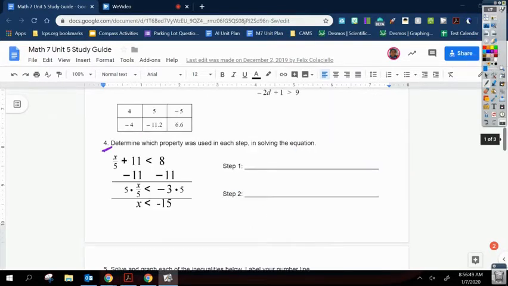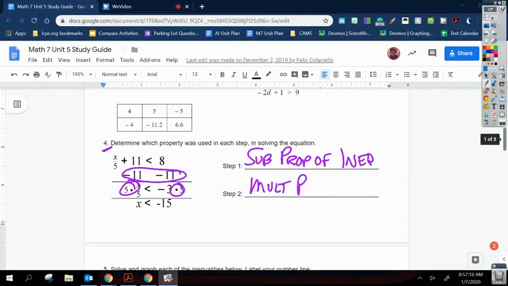On question 4, I briefly mentioned these properties. When you do the same thing to both sides, that is called the subtraction property of... if you put of equality, that's wrong. It's not the subtraction property of equality because this is not an equation. It's actually the subtraction property of inequalities. Same thing down here. If you notice, both sides got multiplied by 5 to solve. This is called the multiplication property of inequalities. Easy questions if you have that memorized.